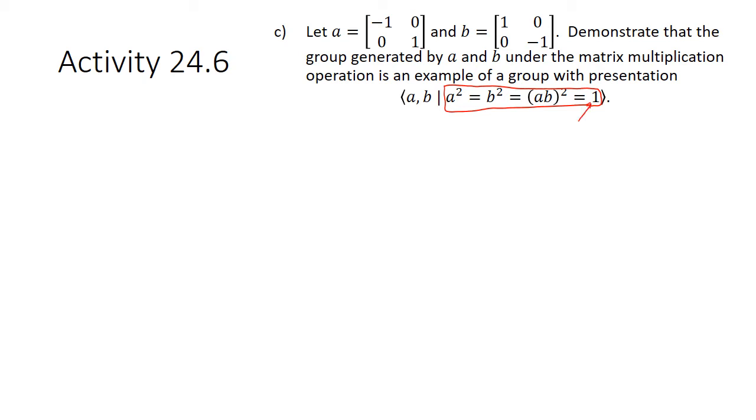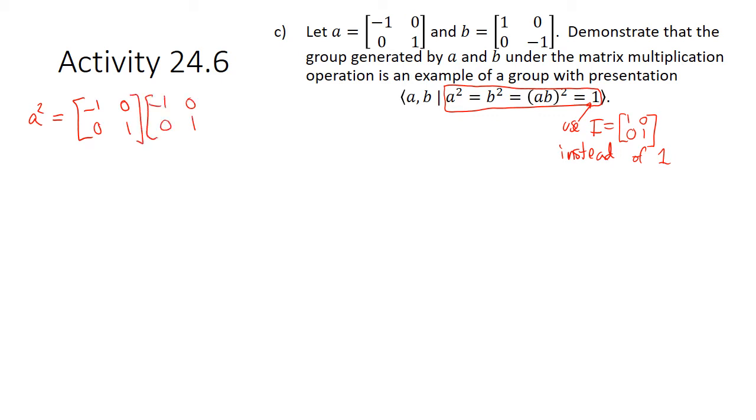So instead of 1, we're going to use the identity matrix. So this will be [1, 0; 0, 1] instead of 1, because we were assuming that 1 was the identity element. Okay, so we just have to verify those 4 equations. So let's go ahead and do A squared, and just confirm that it's the identity. So this will be [-1, 0; 0, 1] times [-1, 0; 0, 1].